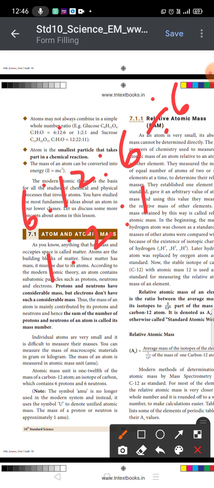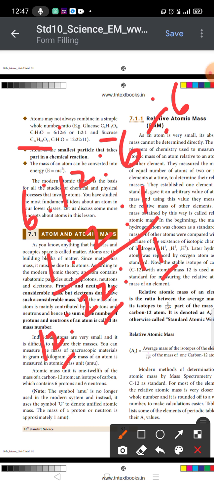And if we take sucrose, the formula is C12H22O11. The ratio of carbon, hydrogen and oxygen will be 12 is to 22 is to 11. Here they are even numbers, this is an odd number, and all three numbers are different, which cannot be divided by one number. So we have to keep the same. So the atoms may not always combine in a simple whole number ratio. It may not give a simple whole number ratio like glucose.